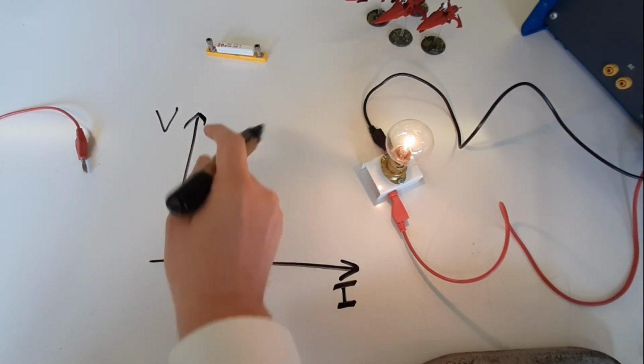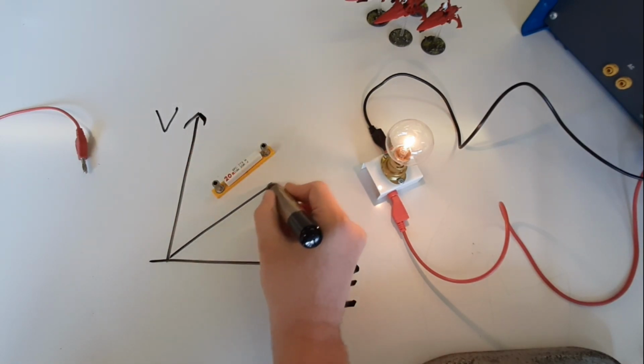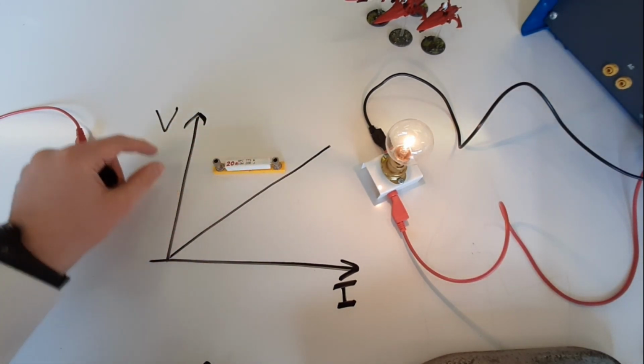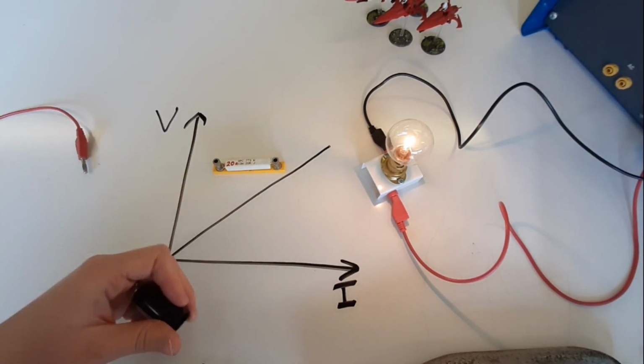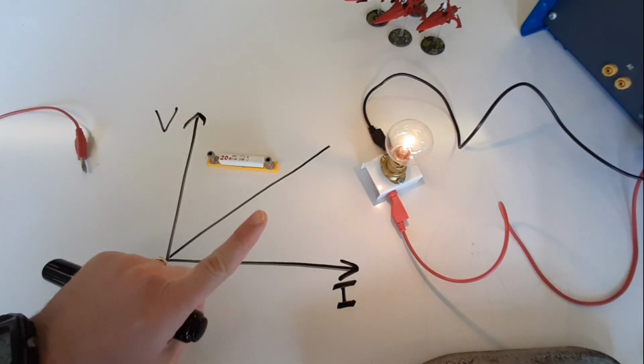But if we have our ohmic resistor on there, what we end up with is a nice straight line, okay? And that means that the resistance stays the same, no matter what voltage we put across it, no matter what the current is. And there we go, that's an ohmic resistor. It follows Ohm's law, more on that later.